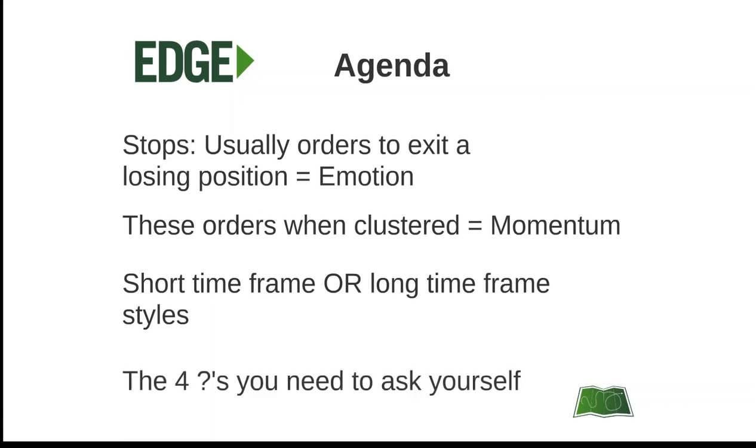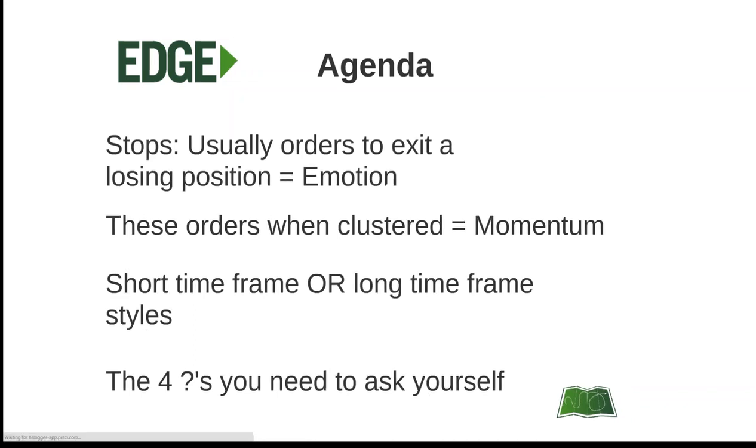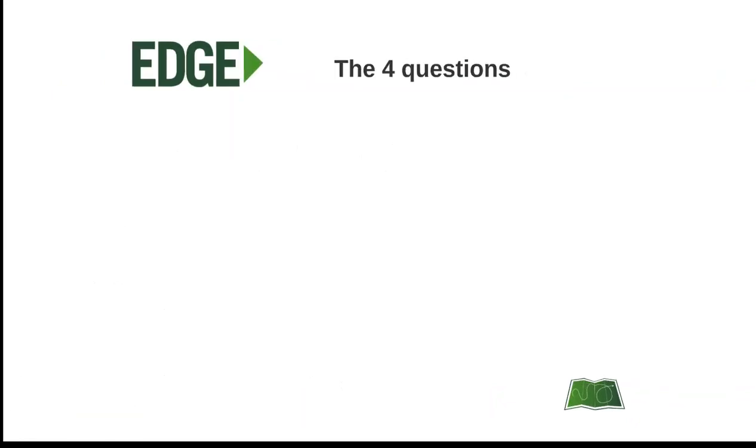So let's move on to a quick agenda. What we're going to cover. It's not going to be a terribly long meeting today, but we're going to go over stops. And we know stops are usually what? They're orders that exit a losing position. What does that equal? Emotion. Anytime I exit a losing position, I'm a little bit more emotional. I'm sure you guys are too.